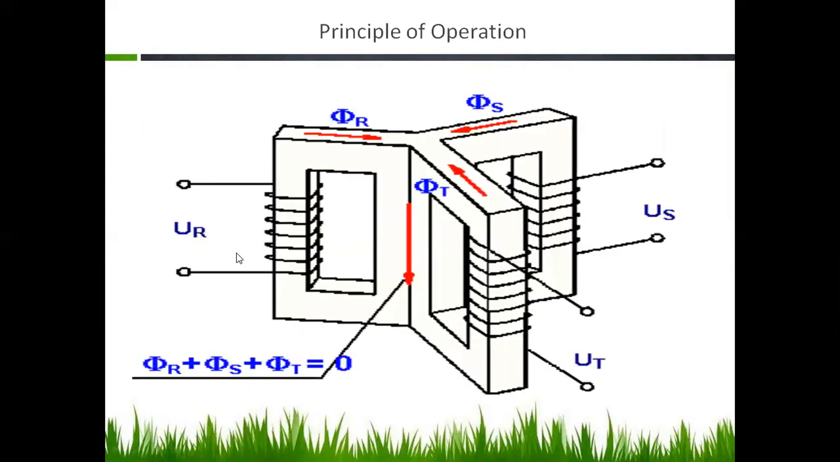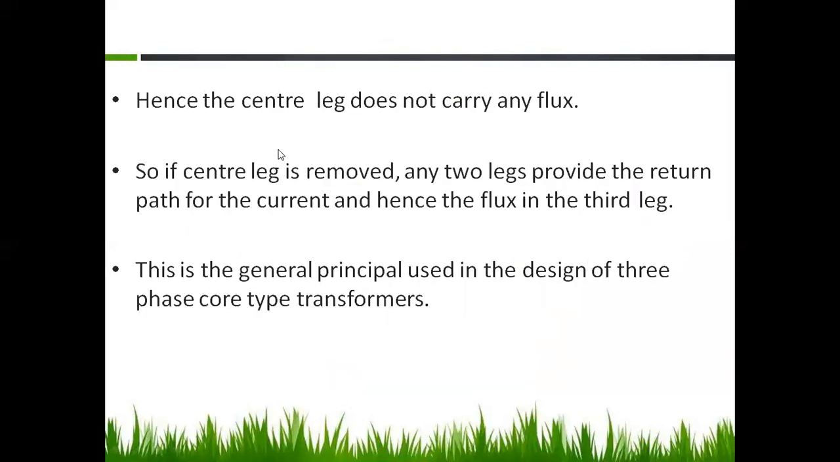The primary windings are connected to the supplies, which in turn produce a flux, and at any instant the summation of all three fluxes is 0, as we have seen: phi R plus phi S plus phi T equals 0. So it is clear that the central leg of that particular transformer doesn't carry any flux.